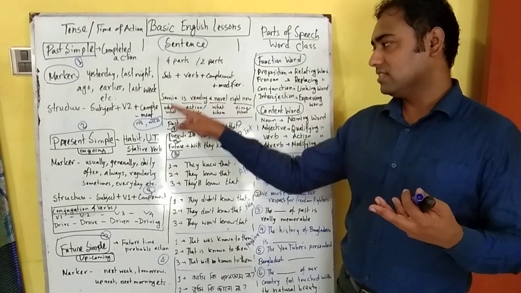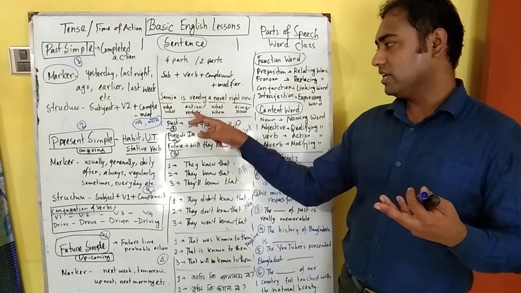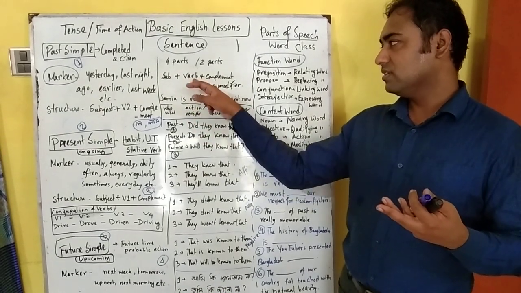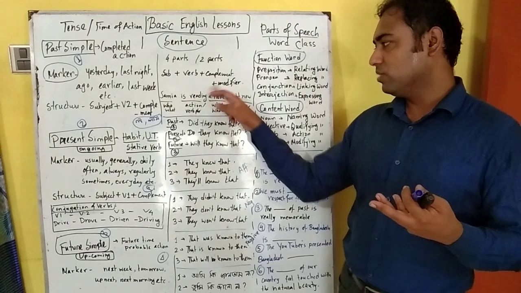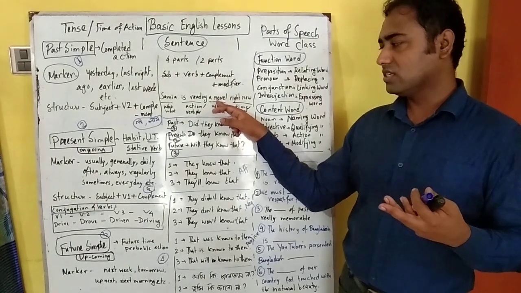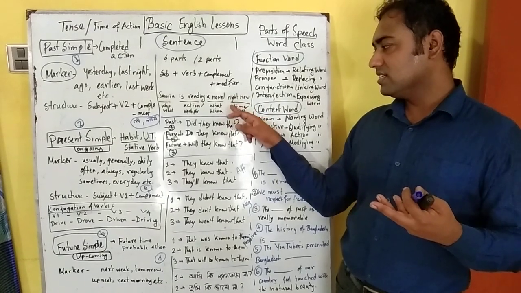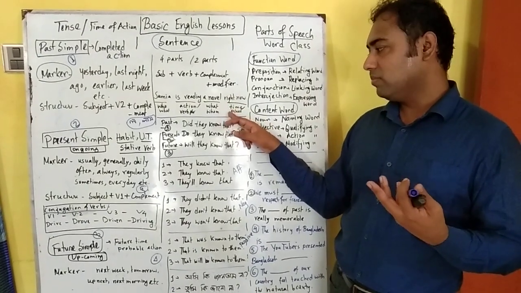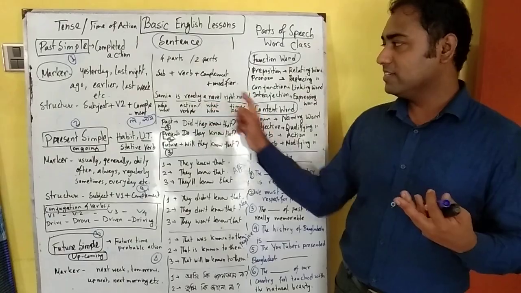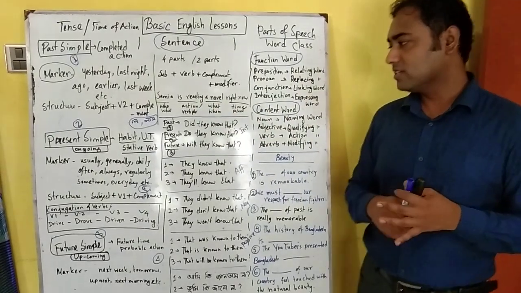So who? Agent, subject. Is reading, action, verb phrase. It's a verb. Complement, it completes the verb, a novel. What? The answer is what and whom. Novel. And right now, either it talks about time, place, or manner. So every sentence usually has got 4 parts in it.